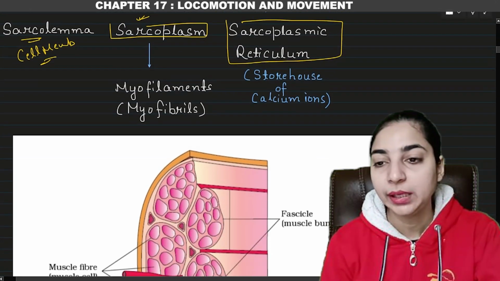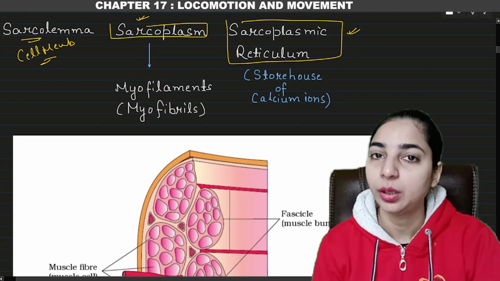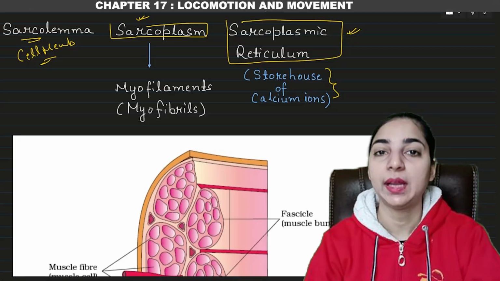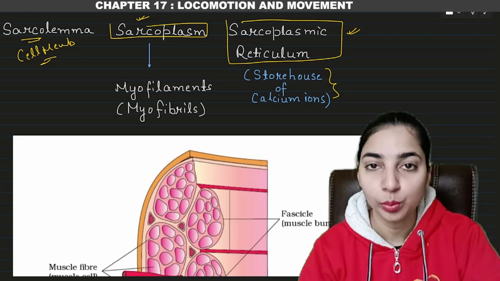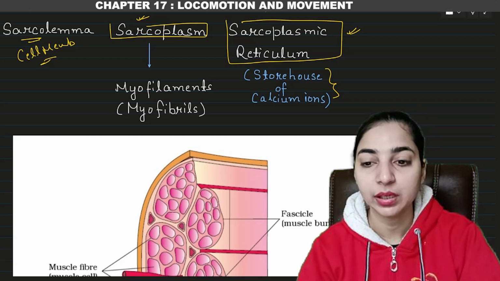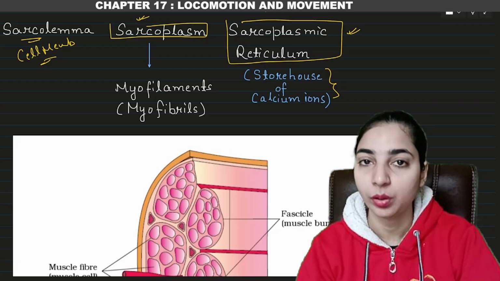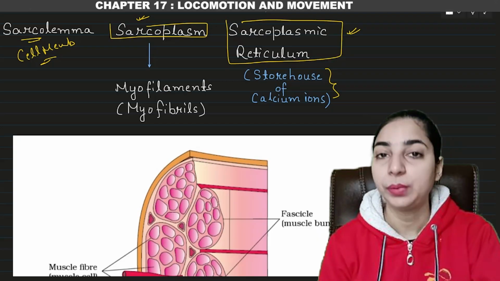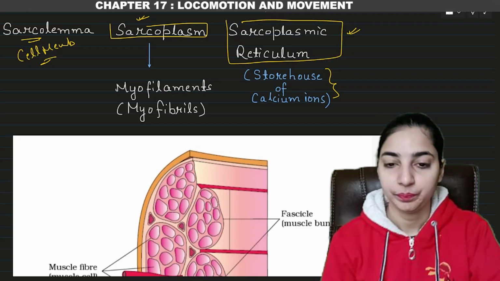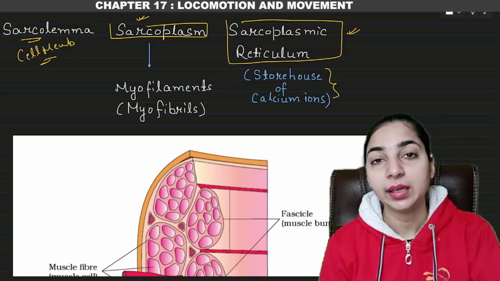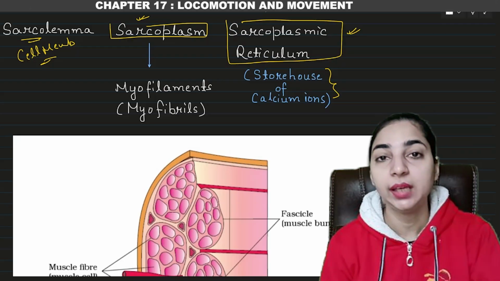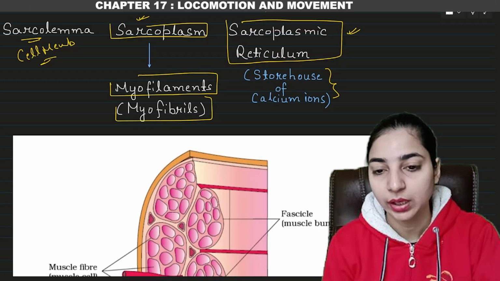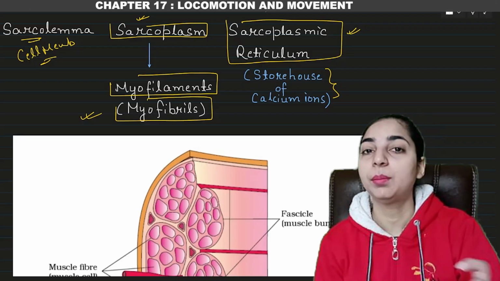the sarcoplasmic reticulum, that is the endoplasmic reticulum of the muscle fiber, is the storehouse of calcium ions. So a large number of calcium ions are stored in the sarcoplasmic reticulum. Now you have to remember this because calcium ions will play a very important role in the contraction of the muscle. We will see how. Okay. And now let's come to the sarcoplasm, that is the cytoplasm of the muscle fiber. So these sarcoplasm again consist of a large number of thin filaments called myofilaments or myofibrils. Okay, so we have to study in detail about the myofibrils.